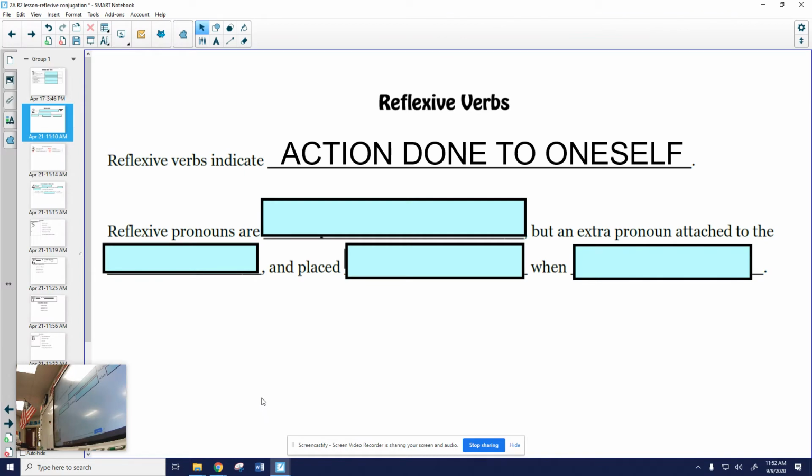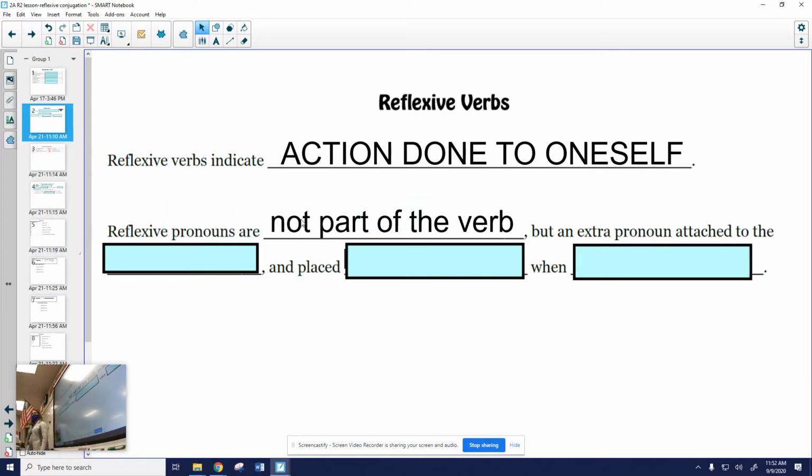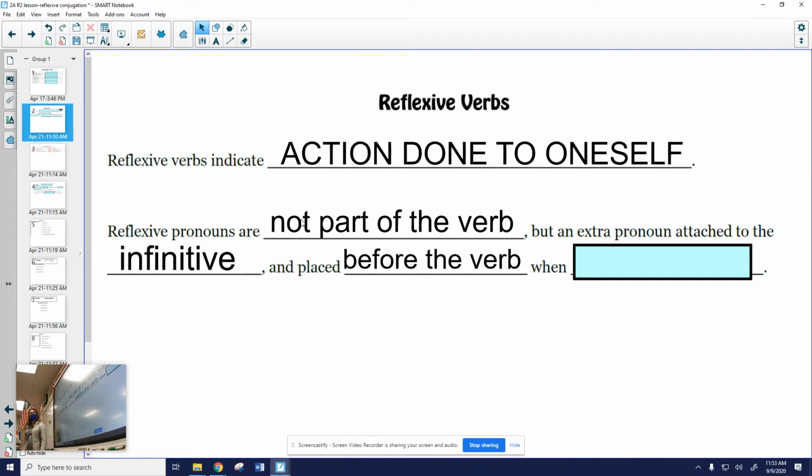Okay, so the topic for today is reflexive verbs. They indicate action done to oneself. Reflexive pronouns are not part of the verb, but they have an extra pronoun that's attached to the end of the infinitive, and placed before the verb when the verb is conjugated.